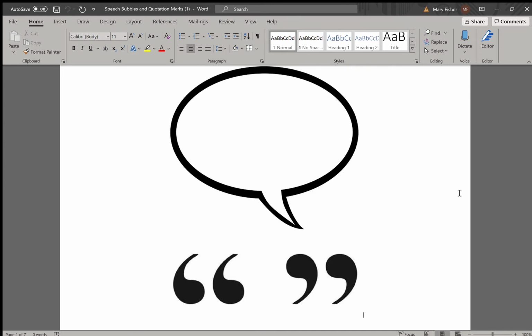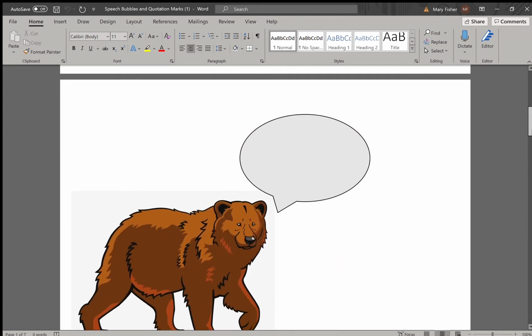Today I want to talk to you about speech bubbles and quotation marks and how we use them. So as you can see on the screen, there are two pictures. The first one is of a speech bubble, and that's something you might see in a graphic novel or most likely in a cartoon in the newspaper. And then the second picture is of quotation marks. And we use those a lot in our writing when we're having to talk about our characters saying something. So let's do a few examples together.